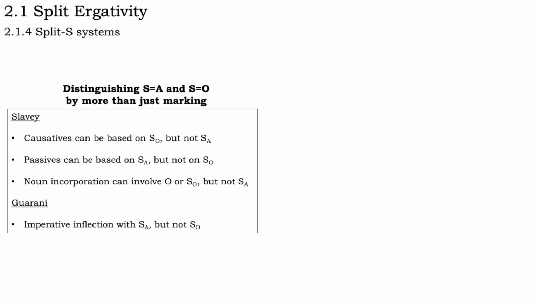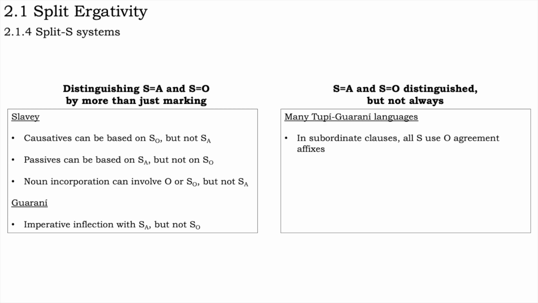Conversely, some languages have constructions in which S equals O and S equals A arguments are combined as a unitary S class. For instance, in subordinate clauses, many Tupi-Guarani languages use O agreement affixes for all S arguments.